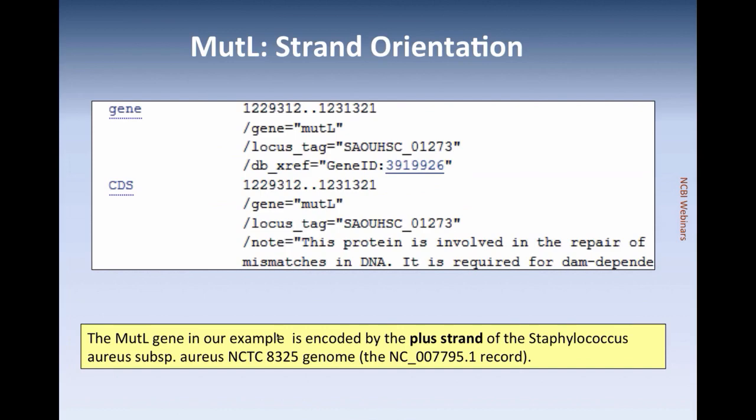When we look at the feature section of the GenBank flat file display, we see the nucleotide numbers, and we see no other reference to a strand. So this is on the plus strand. The numbers are going up. And so the MutL gene is on the plus strand for this genomic sequence.